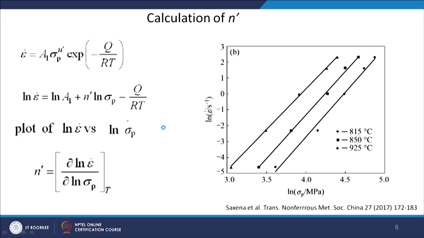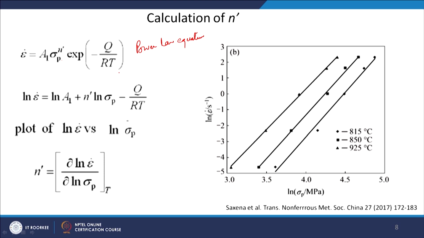So, first we will start with the calculation of n prime, which is shown here. The equation is this, which is basically our power law equation for lower strain rate and lower stress conditions. So, epsilon dot is related to sigma p to the power n prime, times exponential of minus Q by RT.